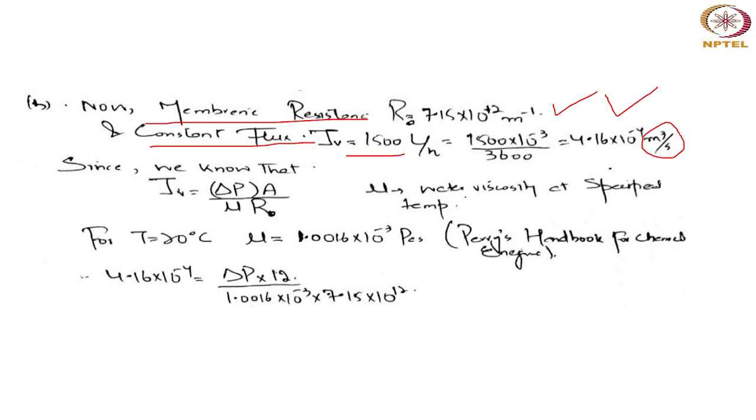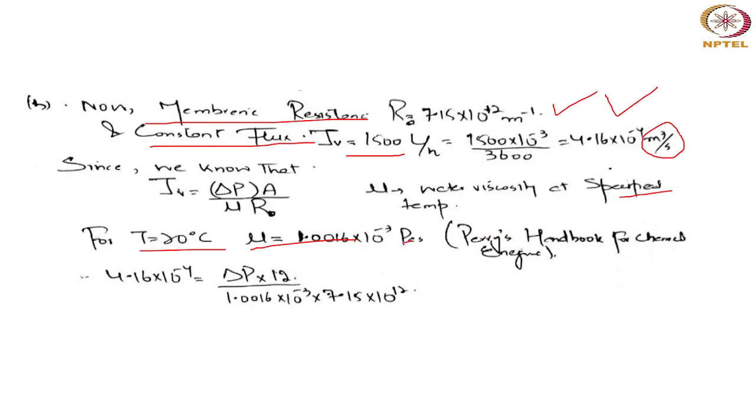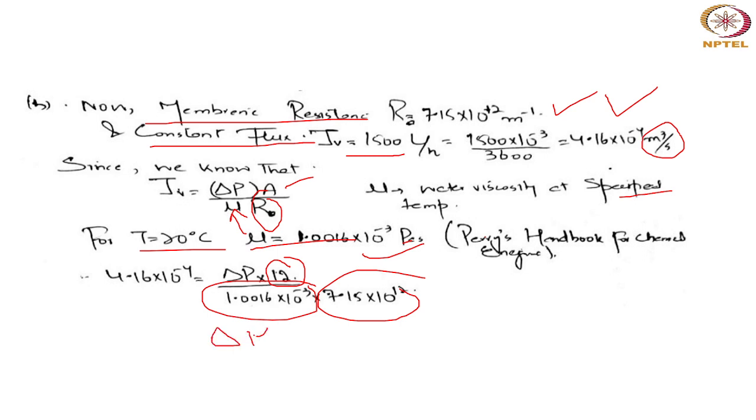So mu is the water viscosity at a specified temperature, and from any book or datasheet you will find that at 20 degrees centigrade it is about 1.0016 into 10 to the power minus 3. The same thing was given in the question. So put the value of mu here, and the area was 12 meters square. Put the value of mu here and also R naught, the membrane resistance. If you put all the values, you can calculate del P, right? So you will find del P as 248 kilopascal.